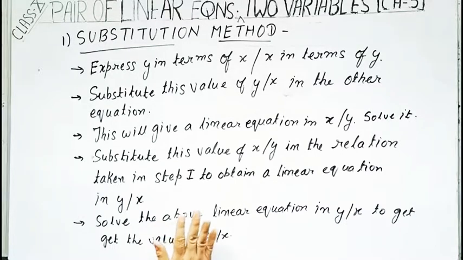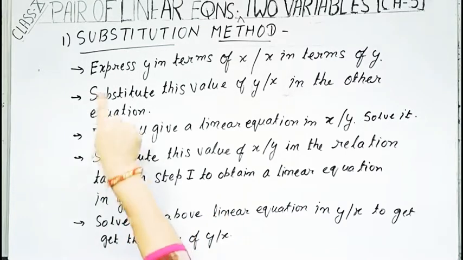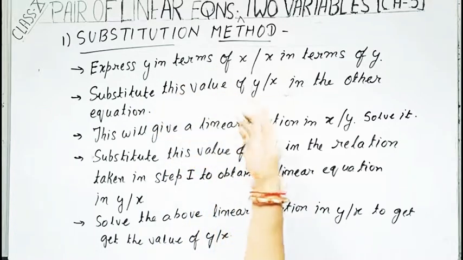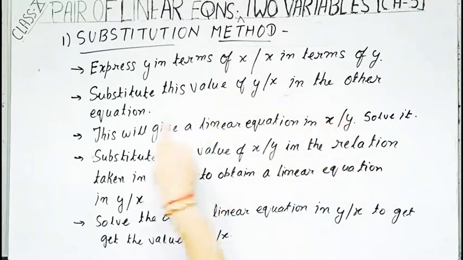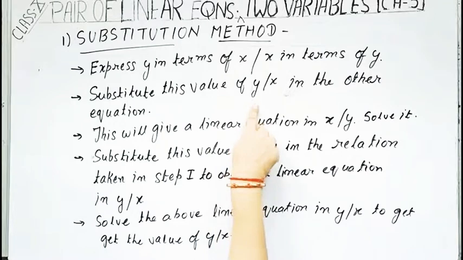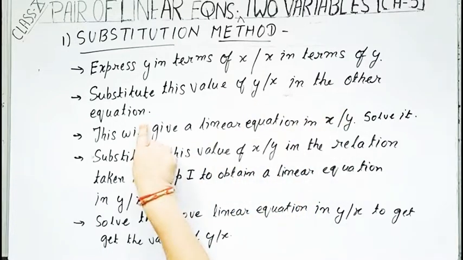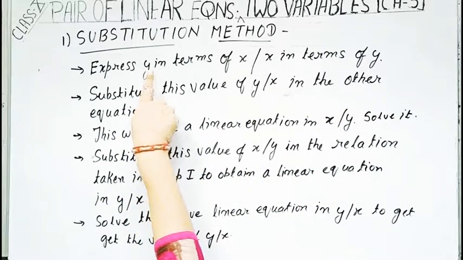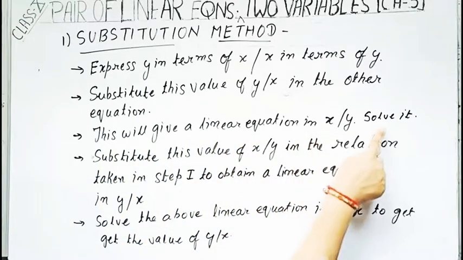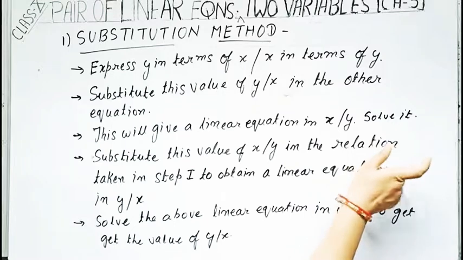So the method of substitution is: suppose a system of linear equations in x and y is given, then express y in terms of x, or x in terms of y. Now substitute this value of y in the other equation. Now this will give a linear equation in x. Solve it. We will get the value of x.